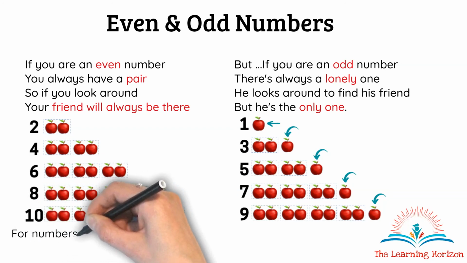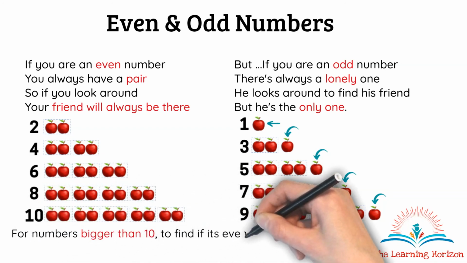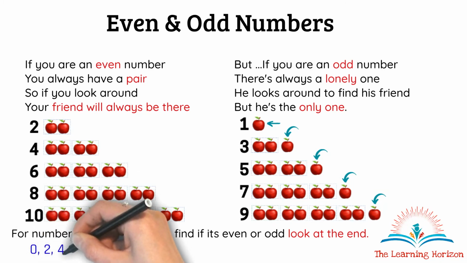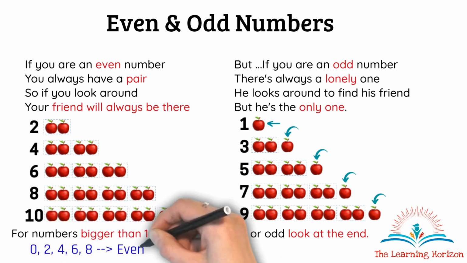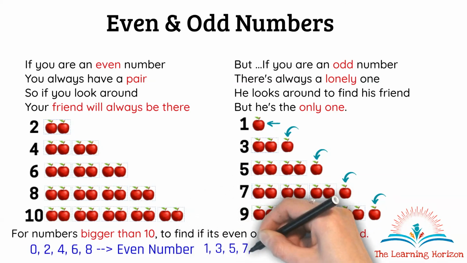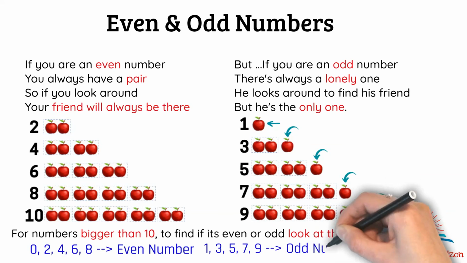For numbers bigger than 10, to find if it's even or odd, look at the end. 0, 2, 4, 6 and 8 at the end is an even number. 1, 3, 5, 7 and 9 at the end is an odd number.